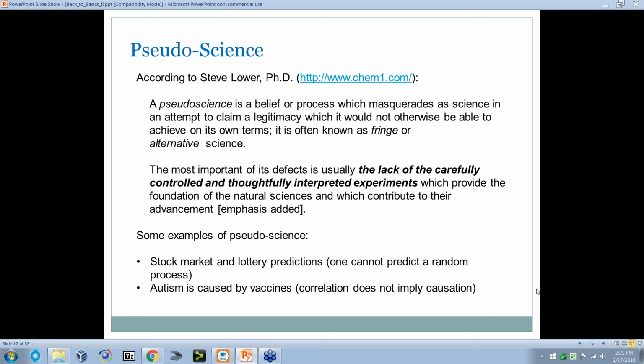And another one, you don't hear too much about it anymore, but in recent years, there was a lot of discussion about autism being caused by vaccines. That's a correlation that children who were vaccinated seemed, in some studies, to have an increased risk for autism, but that wasn't an experimental design. It was just a correlational design, so therefore you can't make that kind of conclusion.